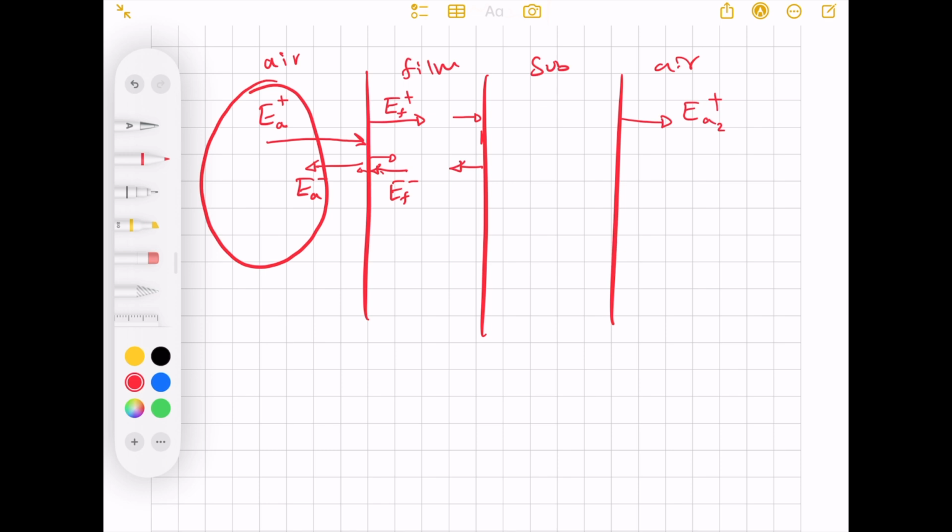So ideally what we're trying to determine is the reflected light and the transmitted light, and then from that we can determine things like the attenuation coefficient of the film and the substrate. The attenuation coefficient of the substrate is near 0, and we can determine the refractive index of the film. So let's do that.